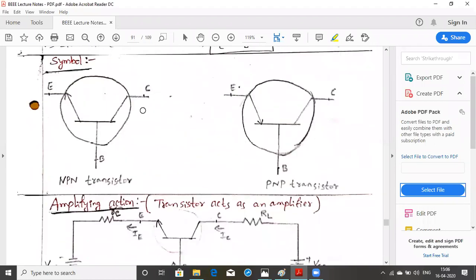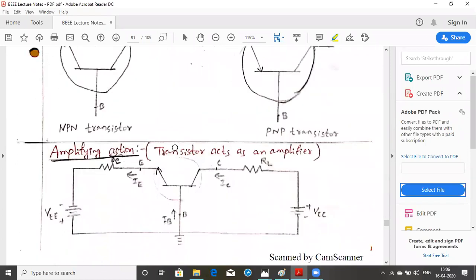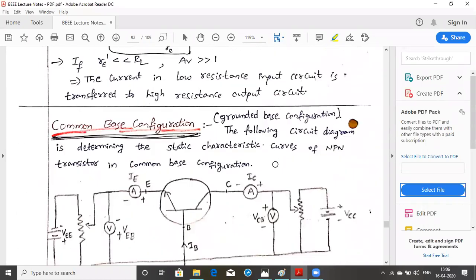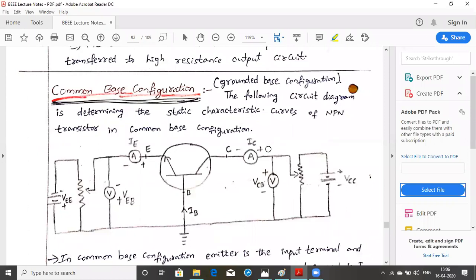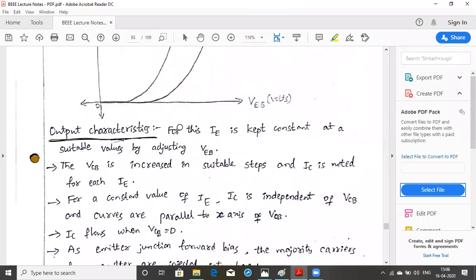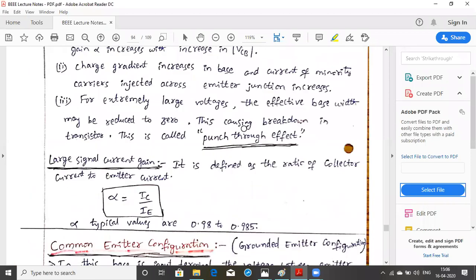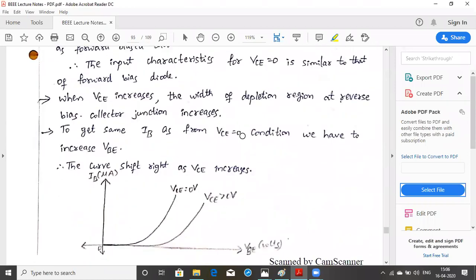After the operating principle, we covered symbols and also how the transistor acts as an amplifier. For an NPN transistor, the current direction is from base to emitter, and for a PNP transistor, the current direction is from emitter to base. That is the difference. How it acts as an amplifier, we also discussed, considering the common base configuration as an example. Then we discussed the 3 types of configurations: common base, common emitter, and common collector. For every configuration, we drew the diagram and also the input as well as output characteristics. And at last, we compared the 3 configurations.